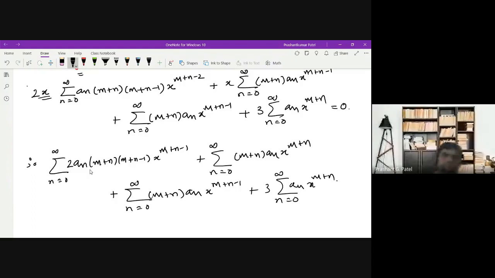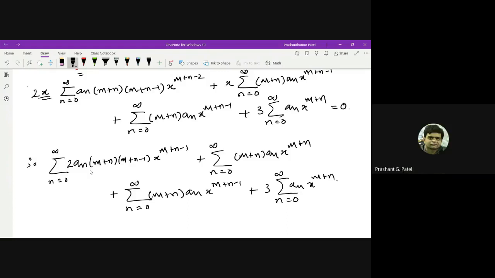So first of all, you should write down what the lowest degree term is here. You can observe that it is x power m plus n minus 1. Here it is also m plus n minus 1. Here it is x power m, here it is x power m, if I put n equal to 0.